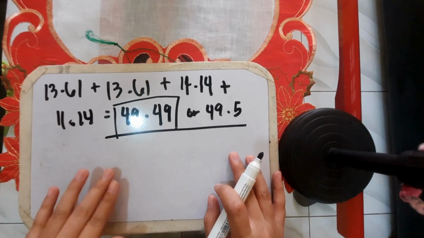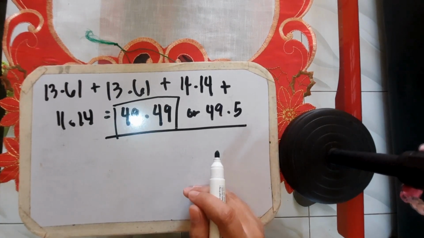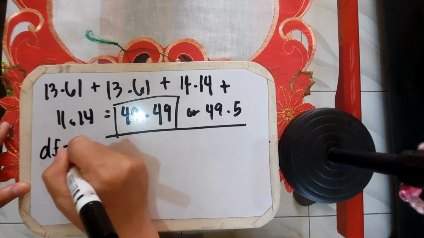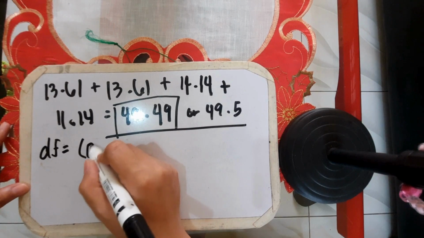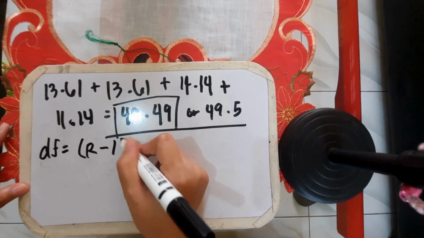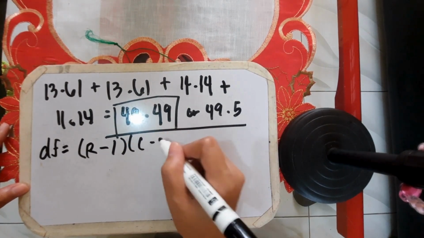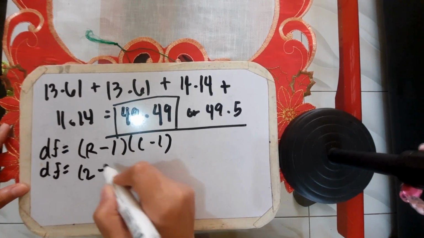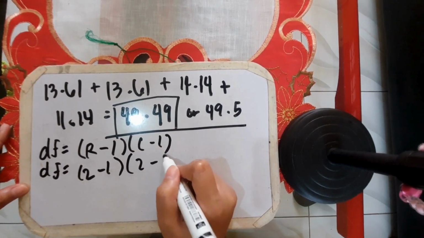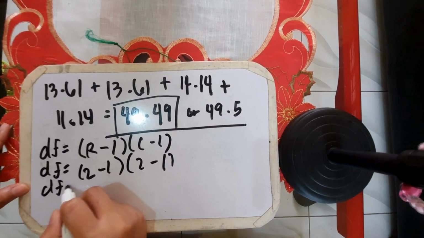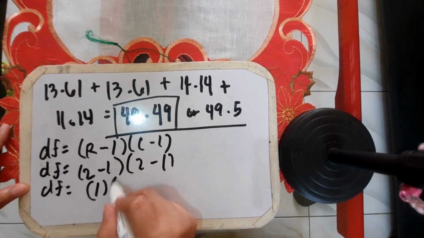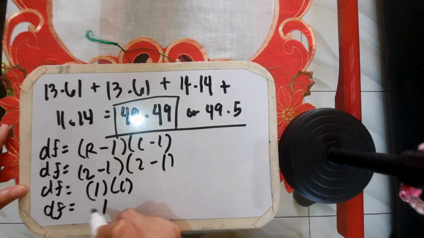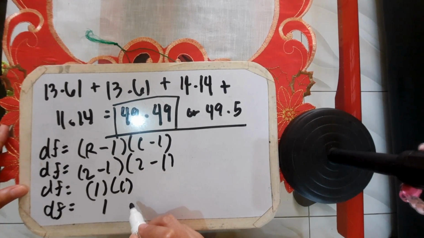After calculating this, we will also calculate the degree of freedom. Degree of freedom is equal to the row minus 1 multiplied by column minus 1. So we have 2 rows and we also have 2 columns. It's going to be 1 multiplied by 1. So we have the degree of freedom of 1.